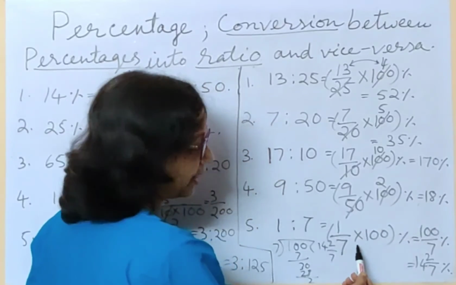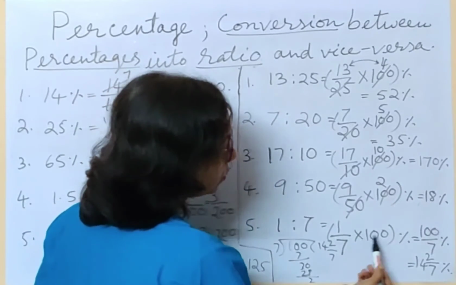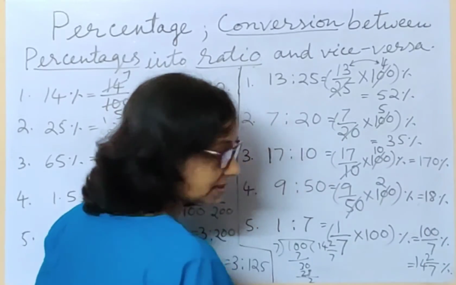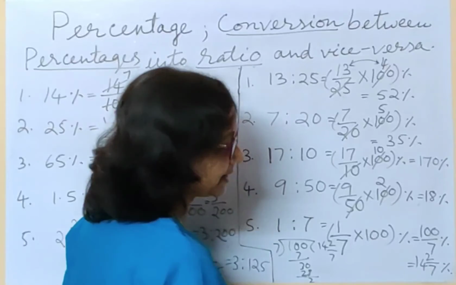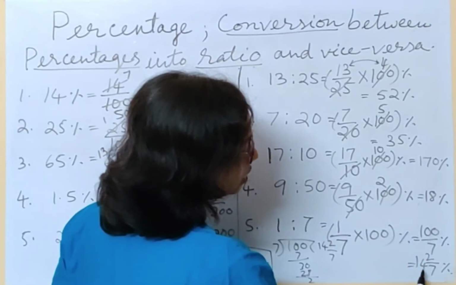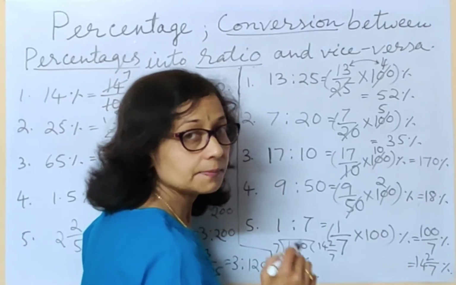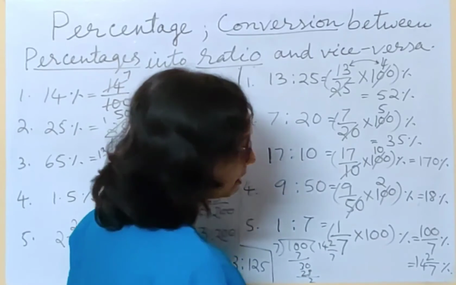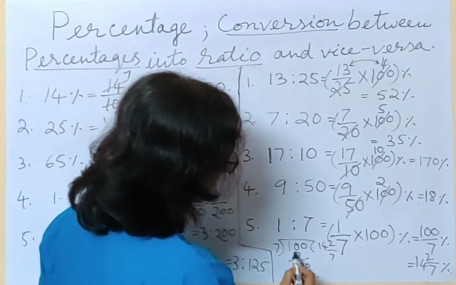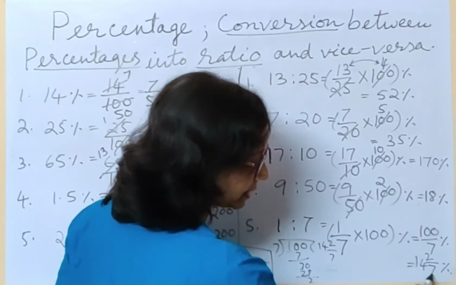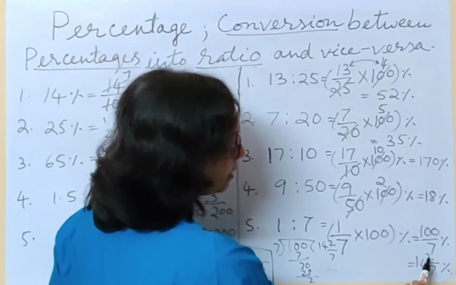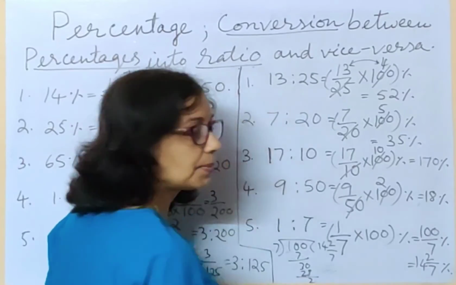We cannot divide 100 by 7 evenly. So we have to write 100 by 7%. But since it is an improper fraction, we need to convert it back into a mixed number. So I have divided here, you can see, and we got 14 2 by 7%. So 100 by 7 is 14 2 by 7%.